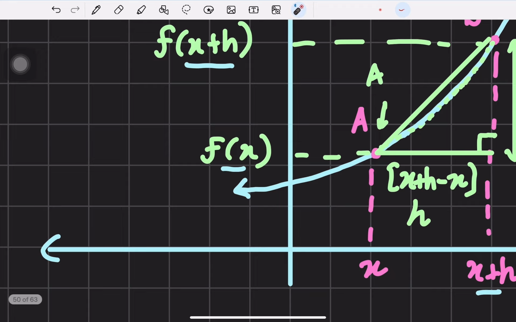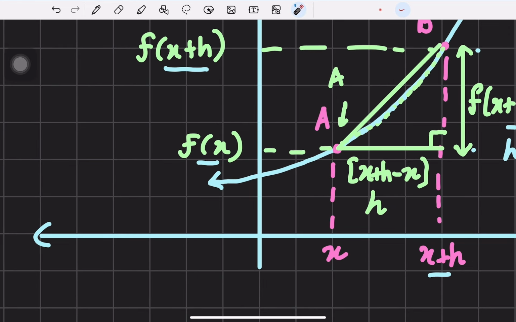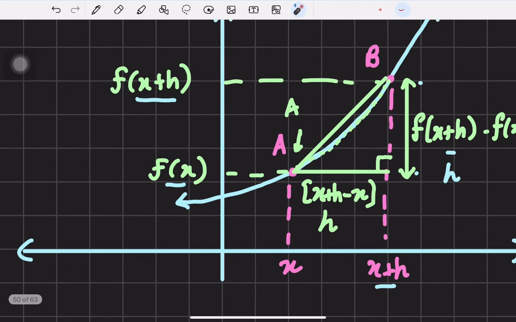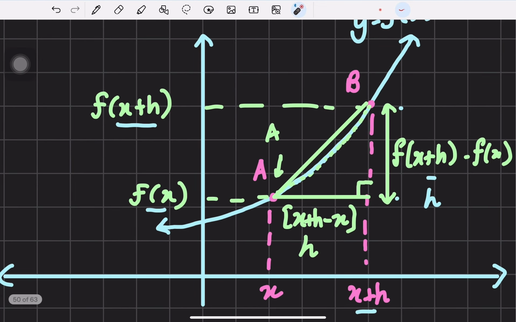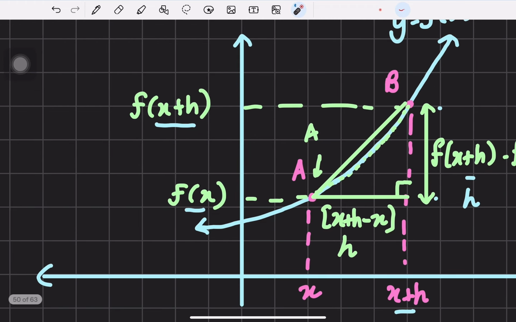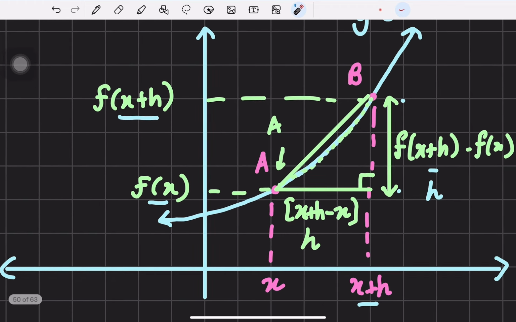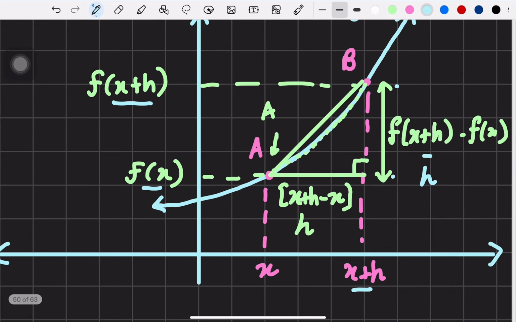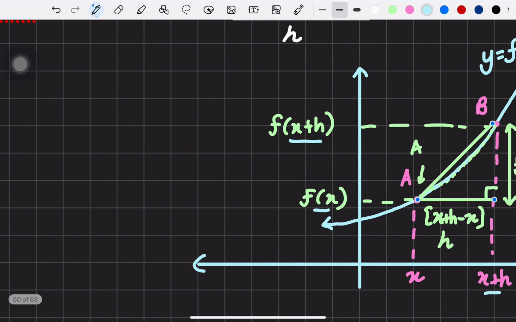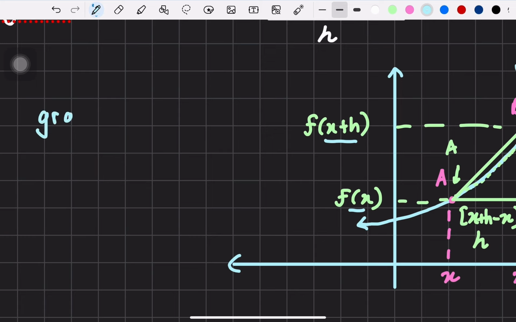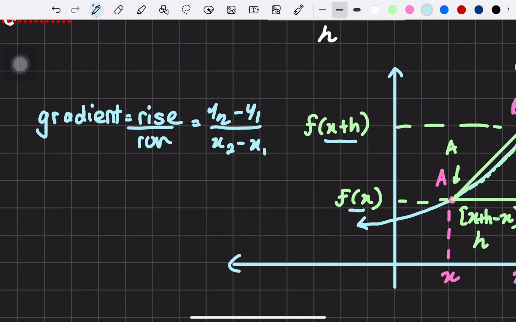Now, what I want you guys to realize is that this curve, we can find the derivative of it using first principles. But first of all, I want to explain how we get that. Now, what we know is that the gradient of any curve is rise over run, right? So gradient is rise over run, or it's sometimes written as y2 minus y1 over x2 minus x1.